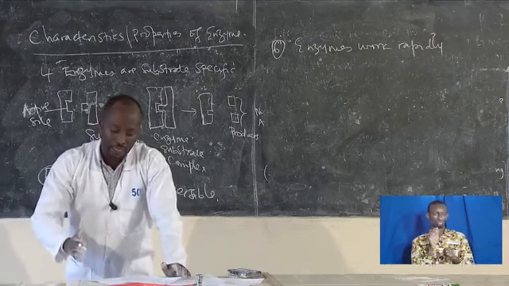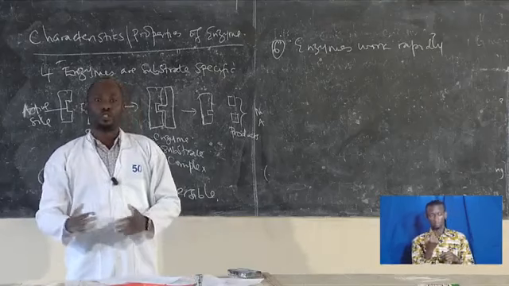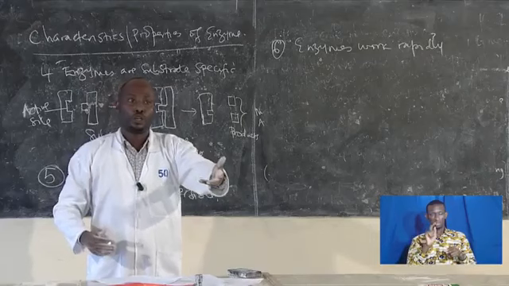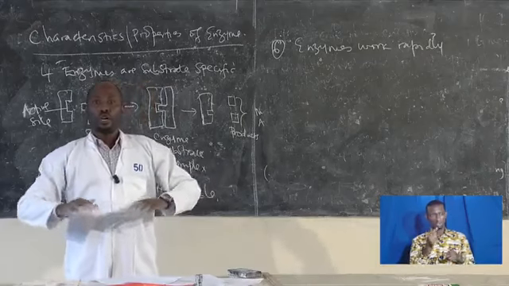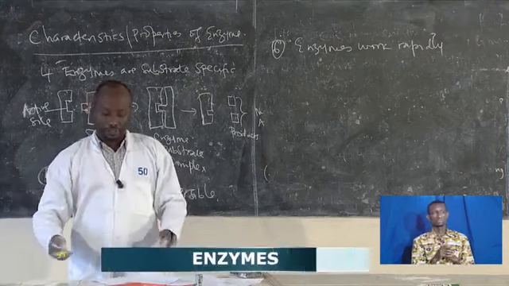The fastest known enzyme is catalase. I gave you an example of catalase, which converts hydrogen peroxide to water and oxygen. So they convert substrate into product very fast.